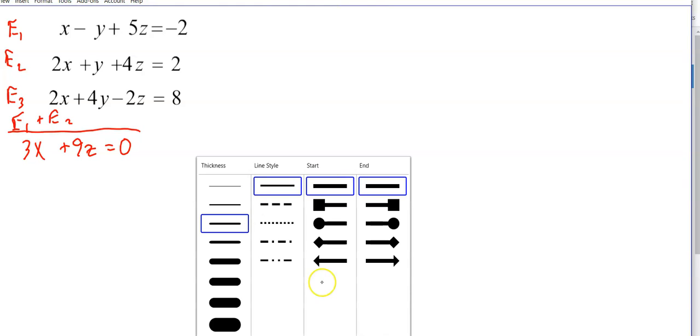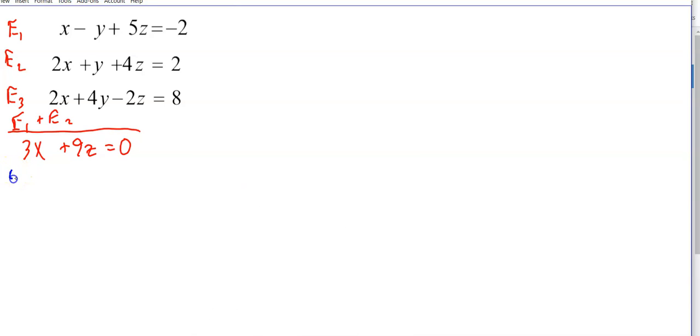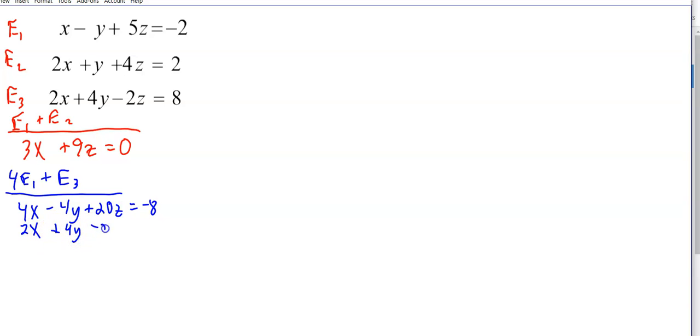Okay, let's try the next one here. So we've got to pick two other equations and get rid of the y. So how about we pick 4 times e1 plus e3. So that should work. So I'm going to do 4 times e1 is 4x, because I'm doing an extra term. I am going to probably write it out this time, minus 4y plus 20z equals negative 8. And then the third equation is 2x plus 4y minus 2z equals 8.